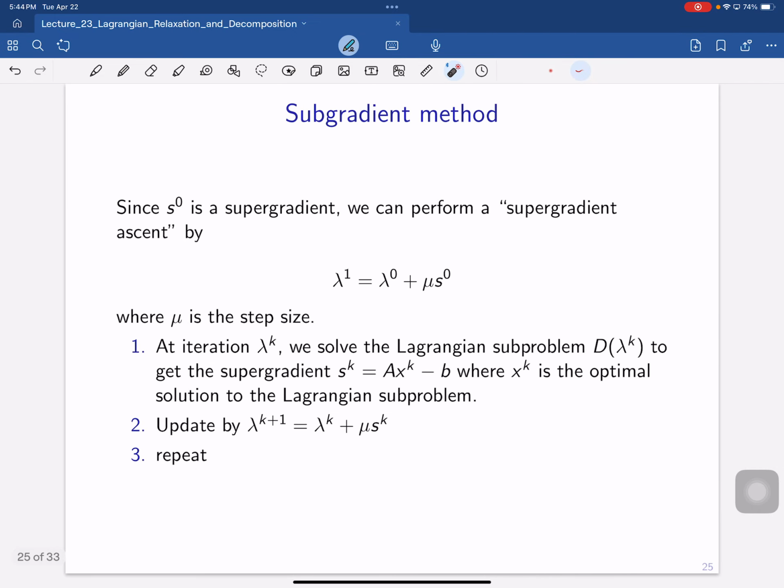So with the subgradient, you can use subgradient methods. It's very similar to gradient descent. The only difference here is we are not going to do line search, because line search is quite expensive. In each step, when you solve for a new lambda, you are solving a MILP. That's why line search is quite expensive. So in each step you need to solve d lambda k to get the supergradient, and then you can do something like a gradient ascent by multiplying the supergradient by a step size mu.